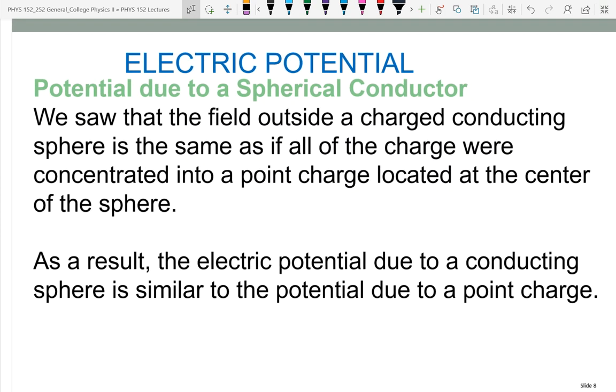Now to some fun rules. The potential due to a spherical conductor. Your field outside of a conductor acts as if all the charge is at the center, if it's spherical in shape. So you have a conductor with charge spread on it, it'll spread around and act as if all the charge is at the center. And so the electric potential due to a conducting sphere is going to be the same calculation as it would have been if you had a point charge. So if you have a conducting sphere, it has to be conducting.